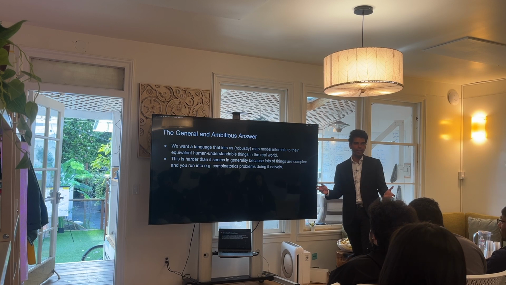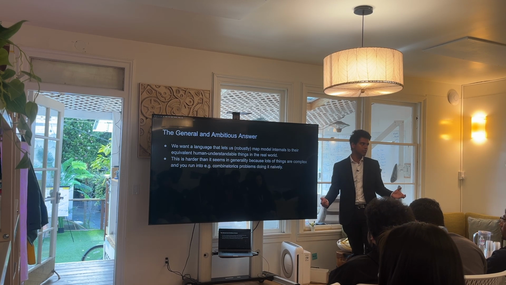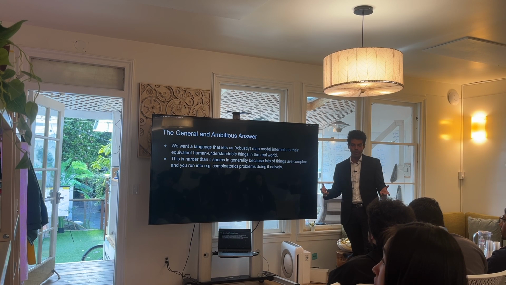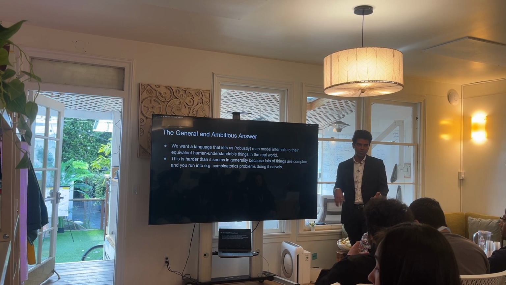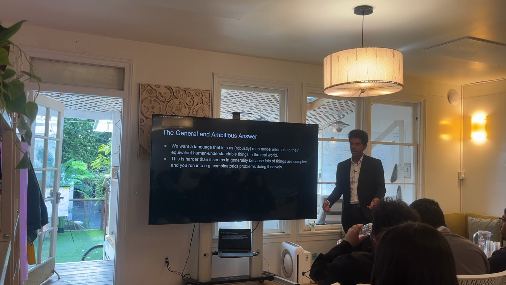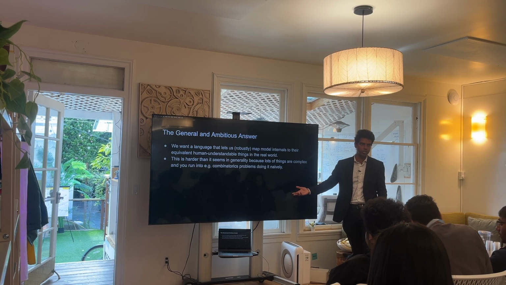And then you try and figure out, okay, so what exactly is representing the things I care about in the real world? And you have to look at different layers and different heads and figure out exactly what across these different layers, in a very sparse way, corresponds to the things you care about. And then you run into a bunch of weird combinatorics problems.